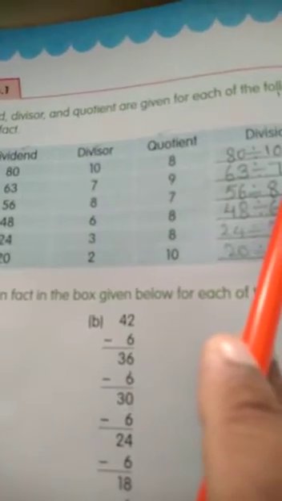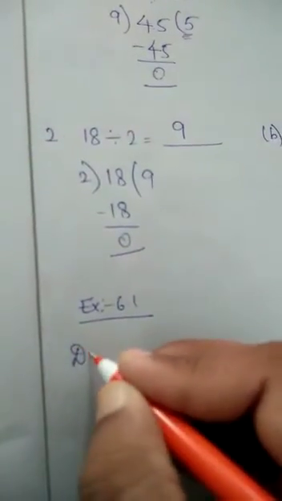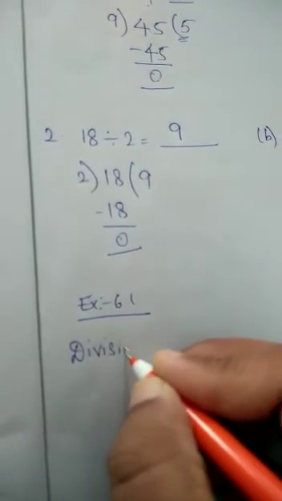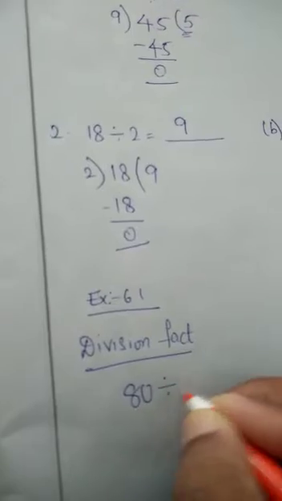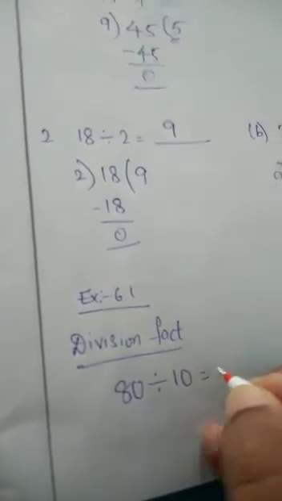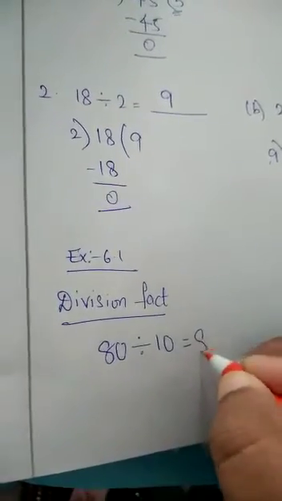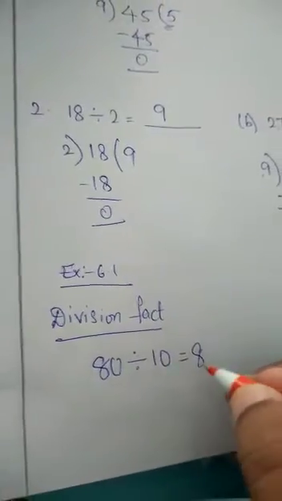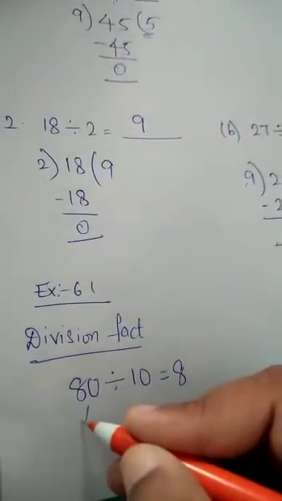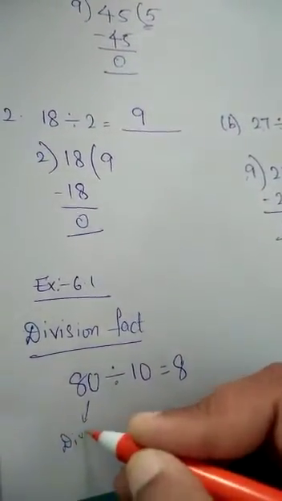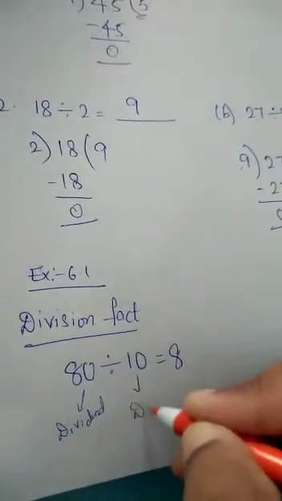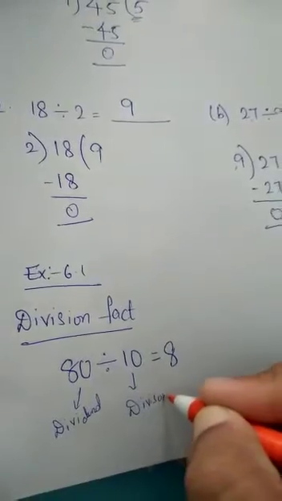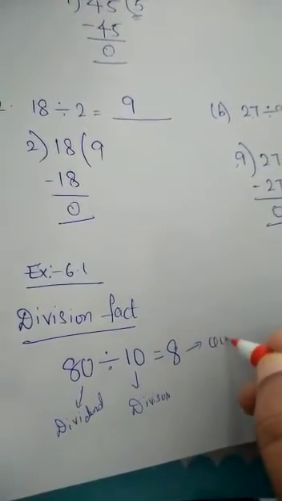How do we write the division fact? 80 divided by 10 equals 8. Here 80 is dividend, 10 is divisor, and 8 is quotient.